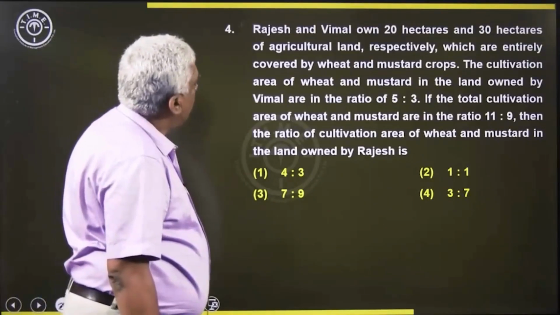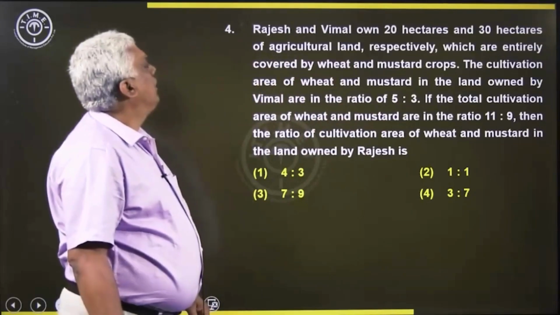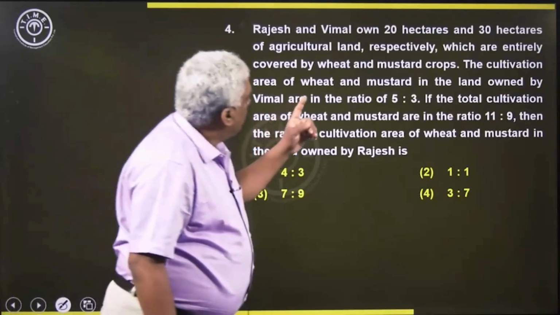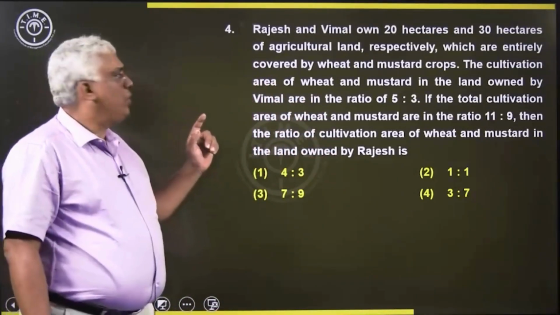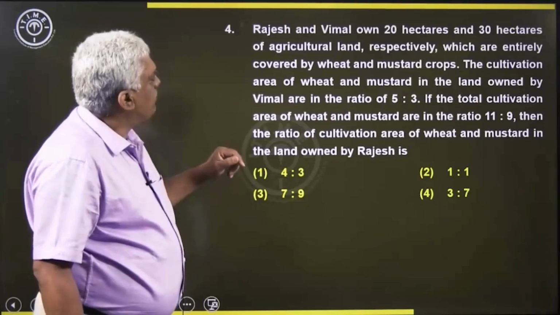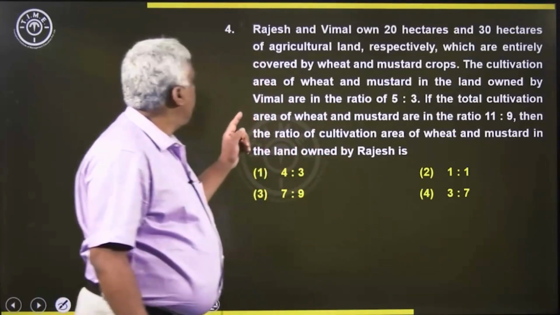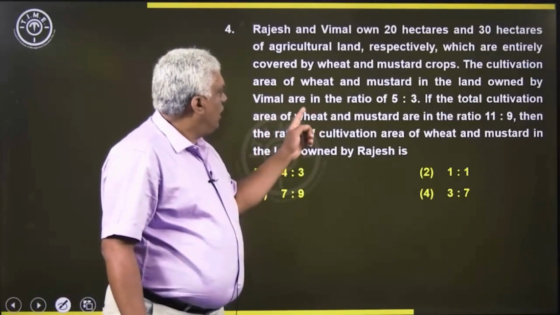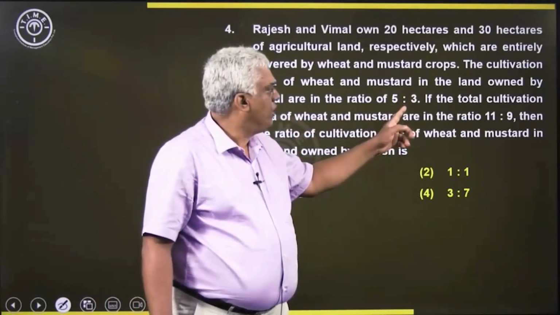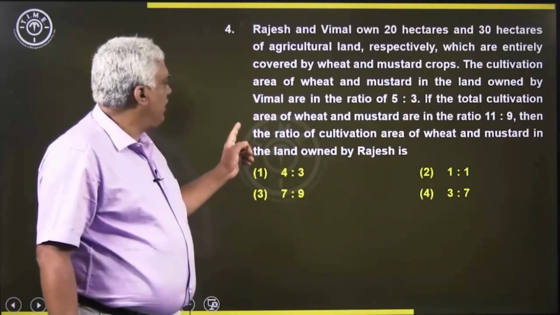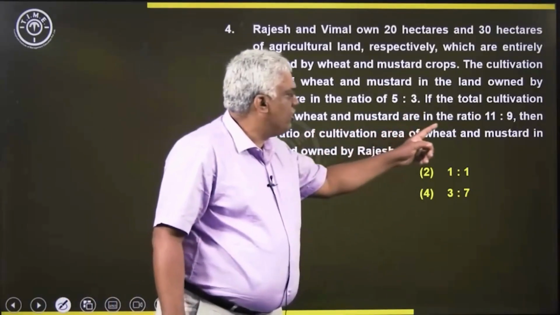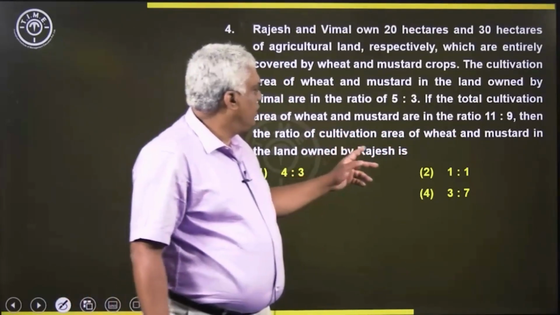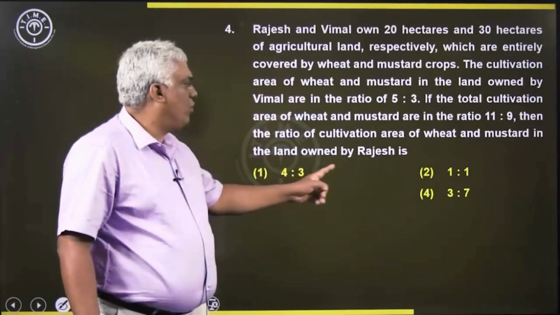Rajesh and Vimal own 20 hectares and 30 hectares of agricultural land respectively, which are entirely covered by wheat and mustard crops. The cultivation areas of wheat and mustard in the land owned by Vimal are in the ratio of 5:3. If the total cultivation area of wheat and mustard is in the ratio of 11:9, then find the ratio of the cultivation area of wheat and mustard in the land owned by Rajesh.